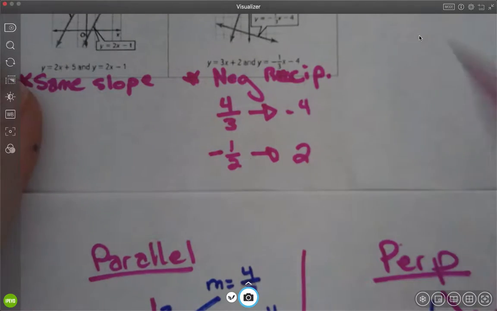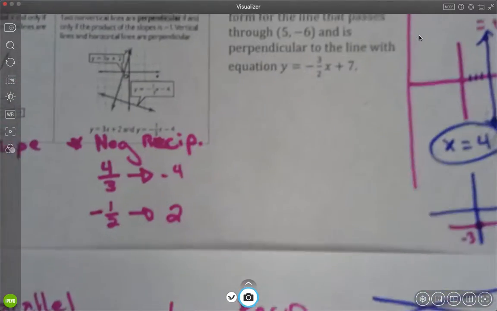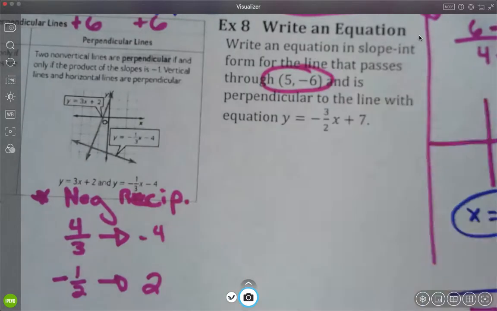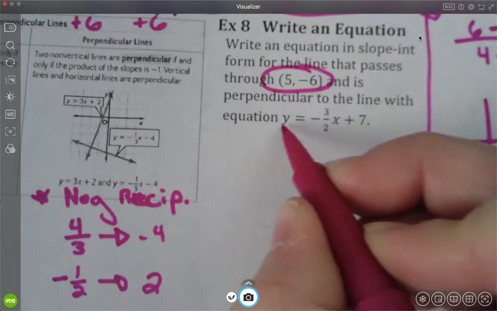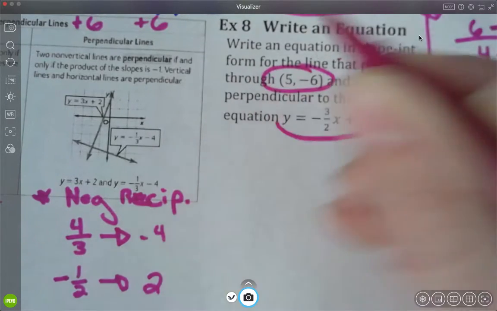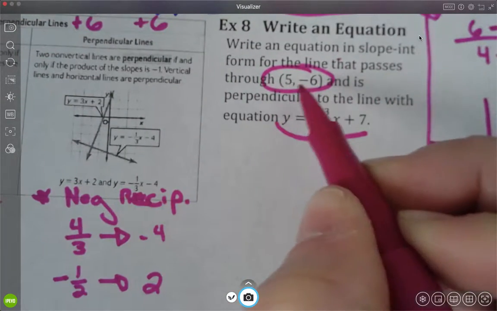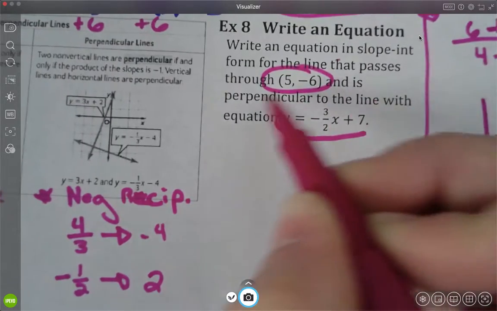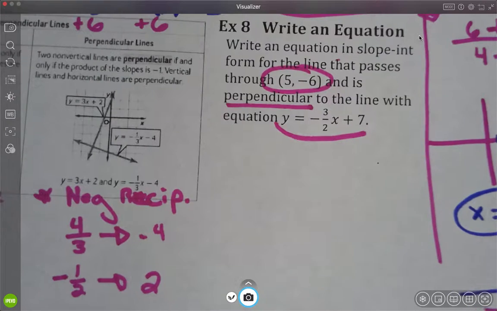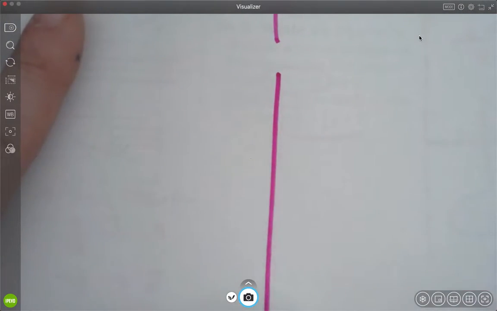Okay, so let's answer this question right here. Example 8. They want my line to go through 5, -6, and this is the equation it gives me. Write an equation in slope-intercept form for the line that passes through 5, -6 and is perpendicular to this line right here. I'm going to write it on this sheet of paper. Try to find room on your sheet of paper because I'm running out of room.